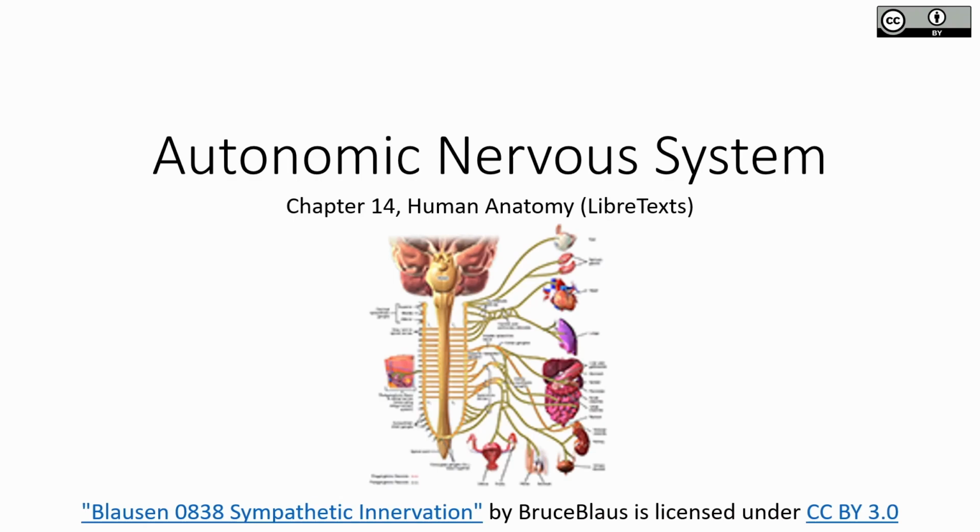So in our last chapter, we covered sensory input and motor output, right? Looking at the somatosensory side of the nervous system. And here we're going to switch gears and talk about the more automatic things that happen in the nervous system with the aptly named autonomic nervous system.